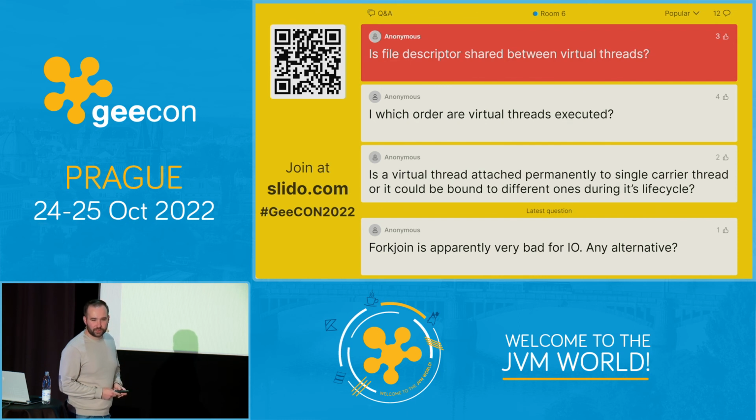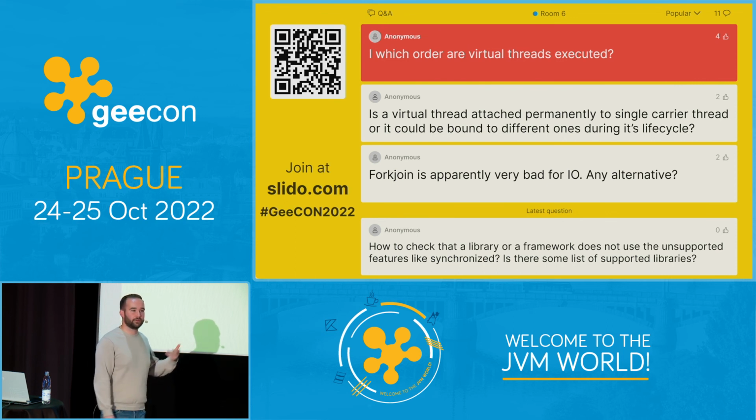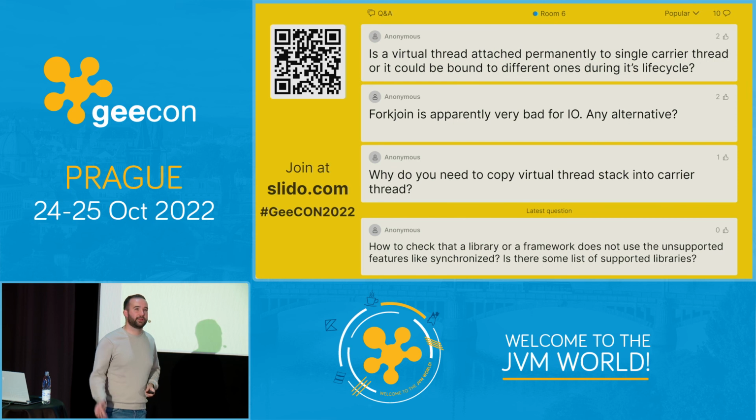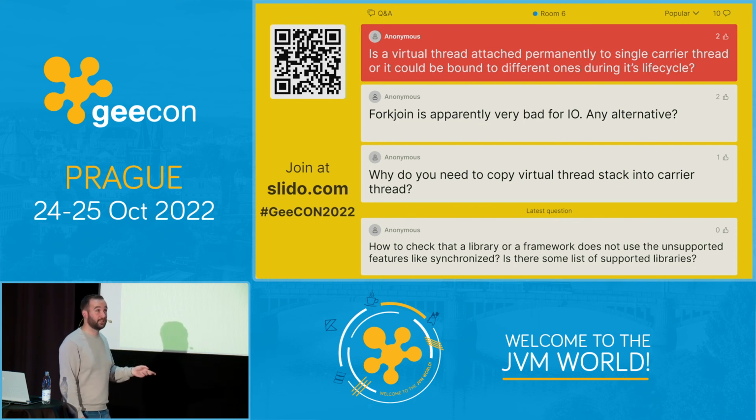In which order are virtual threads executed? They are executed in a way that they will be submitted to a queue. A carrier thread will, of course, pick up the first one. When it's being blocked, it's put back at the top of this queue. So when a carrier thread is ready, it will pick up the virtual thread from the top. So it's last in, first out.